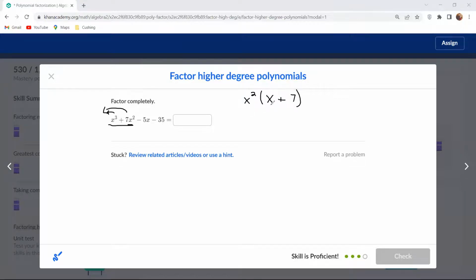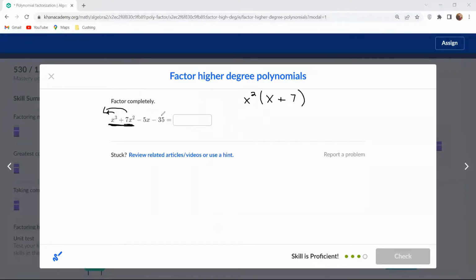How do I know I'm left with x plus 7? I think of it this way. X squared times what is going to give me x cubed? And the answer is x. X squared times x is x cubed. And then x squared times 7 is 7x squared. So this expression, if I write this, that's literally the exact same thing as writing this. So notice that I didn't change anything. I just wrote it in a different way. So that was kind of our first step.